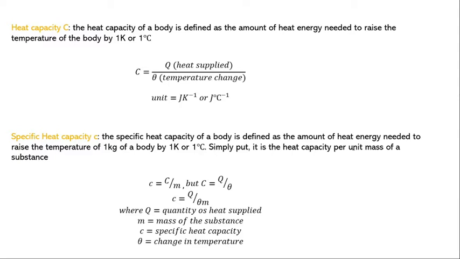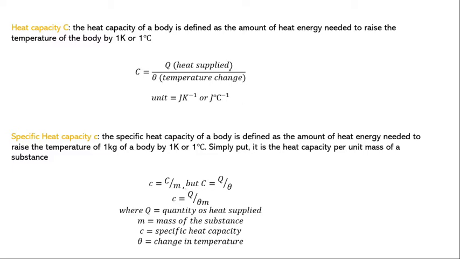So we can see from this definition, the heat capacity per unit mass of a body or a substance, that the specific heat capacity, which is the small c over here, is equal to the heat capacity, which is the capital C we have over here, divided by the mass of the body.